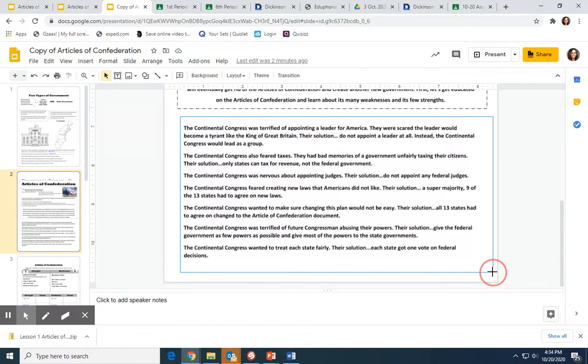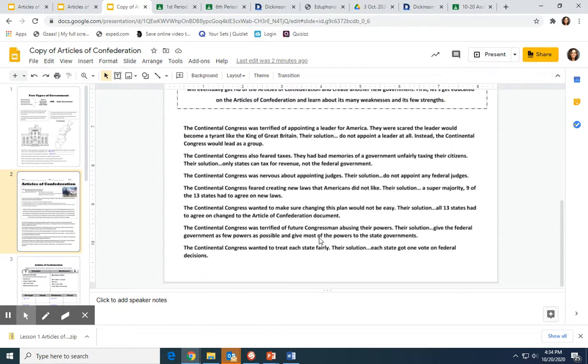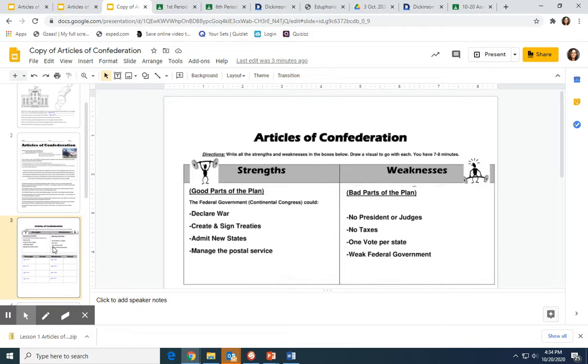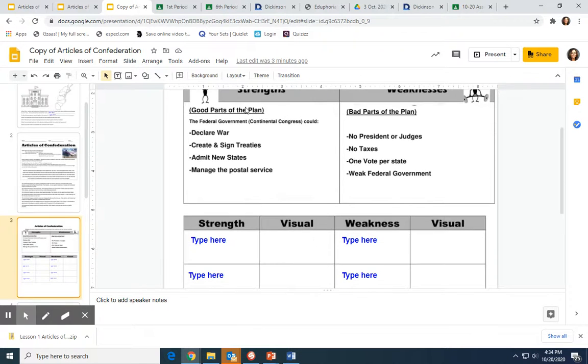You need to notice a pattern: you're going to see the words fear, terrified, nervous. The Continental Congress was terrified of creating a government that would turn out to be like Great Britain, bossy, like a dictatorship. They were terrified of doing that, so they went from one extreme to the other. They were scared of having a president, so they had no president. They were scared of federal taxes, so they had no federal taxes. So here's what you're going to do. It's pretty simple. Here are the good parts of the plan, some of them. Even though we're more focused on the bad parts, there are some strengths, some good things.